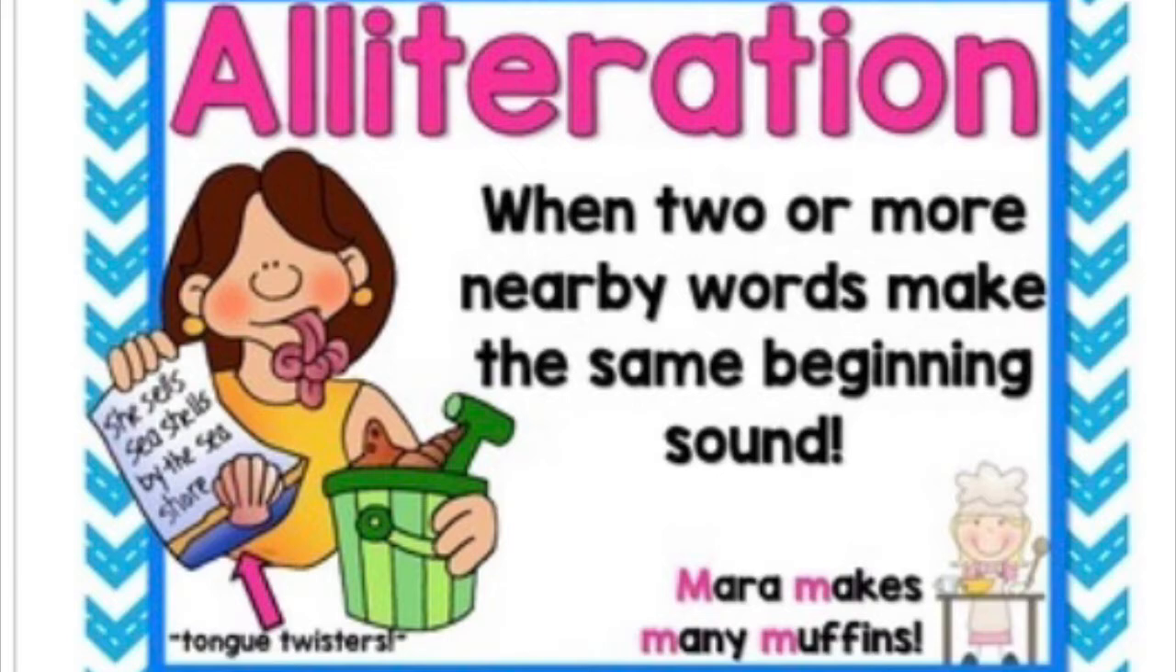Today we're going to talk about a tool that poets used called alliteration. Can you say alliteration? Alliteration. Wow, that's a lot of syllables. Alliteration is when two or more nearby words make the same sound, like Mara makes many muffins.